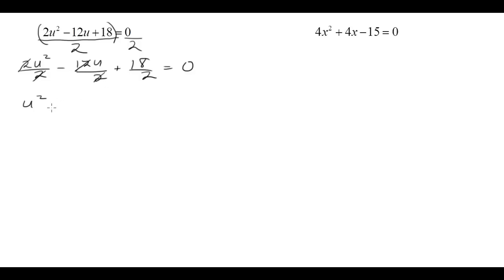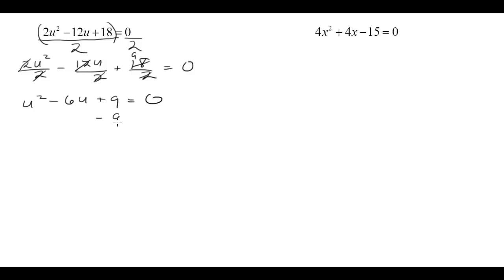So 12 is divided by 2 6 times. So that's going to be minus 6u. And 2 goes in 18 9 times, so that's going to be plus 9. That's going to equal 0. All right, here's my leading coefficient of 1. I know how to do this.